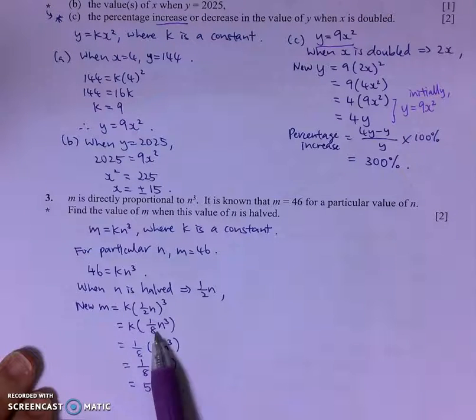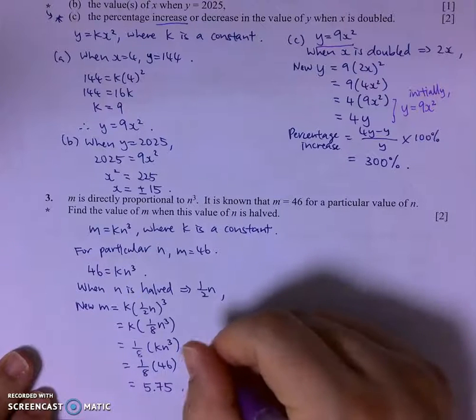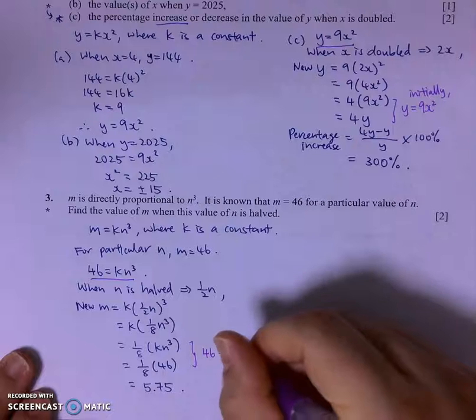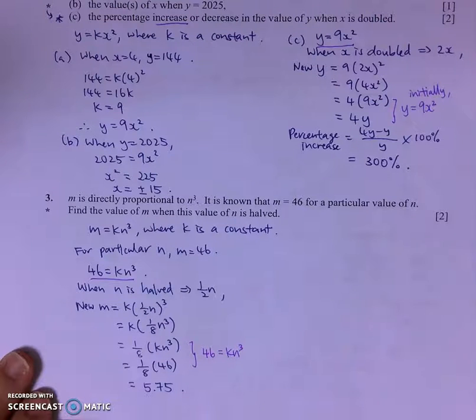So again I rewrite, and the reason for me to rewrite this is so that I can substitute the known value of kn cubed. So the new m is actually 1/8 of the initial value of m, which is 5.75.